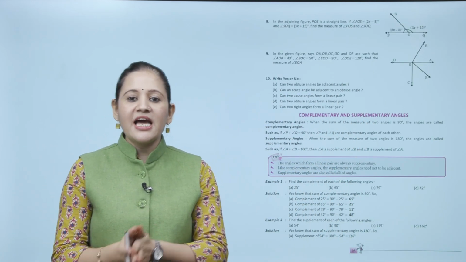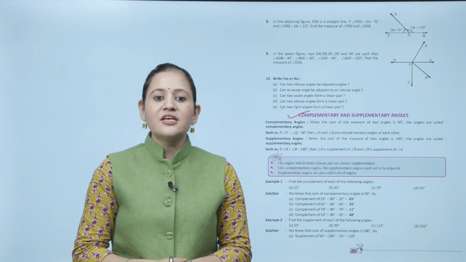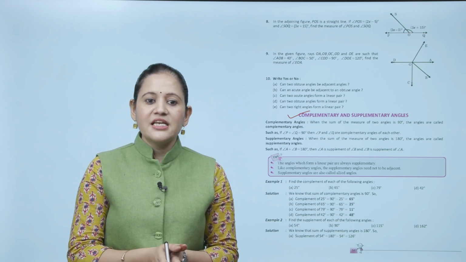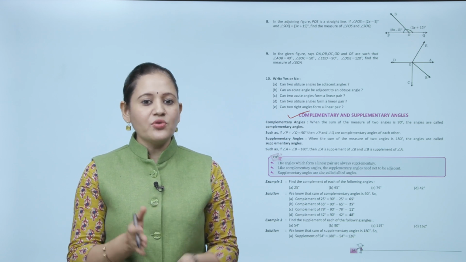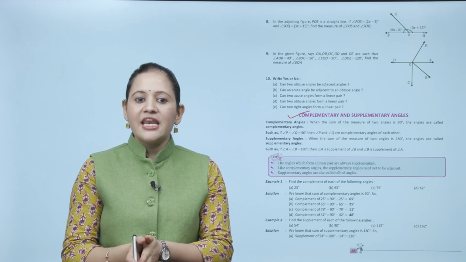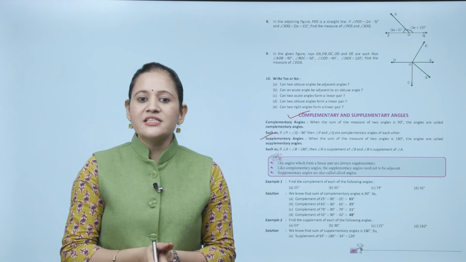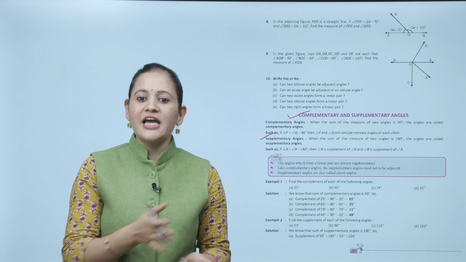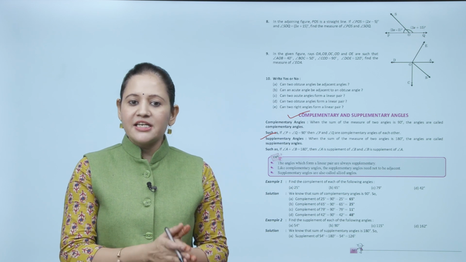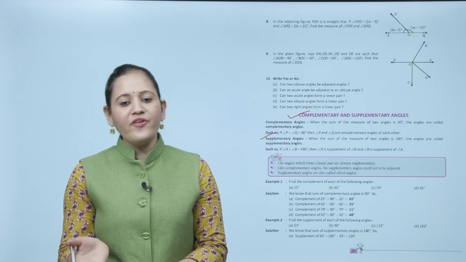Next is complementary and supplementary angles. Complementary angles: when the sum of the measures of two angles is 90 degrees, the angles are called complementary angles. Such as if angle P plus angle Q is 90 degrees, then angles P and Q are the complementary angles of each other. Next is supplementary angles. When the sum of the measures of two angles is 180 degrees, the angles are called supplementary angles. Such as if angle A plus angle B is 180 degrees, then angle A is the supplement of angle B and angle B is the supplement of angle A.